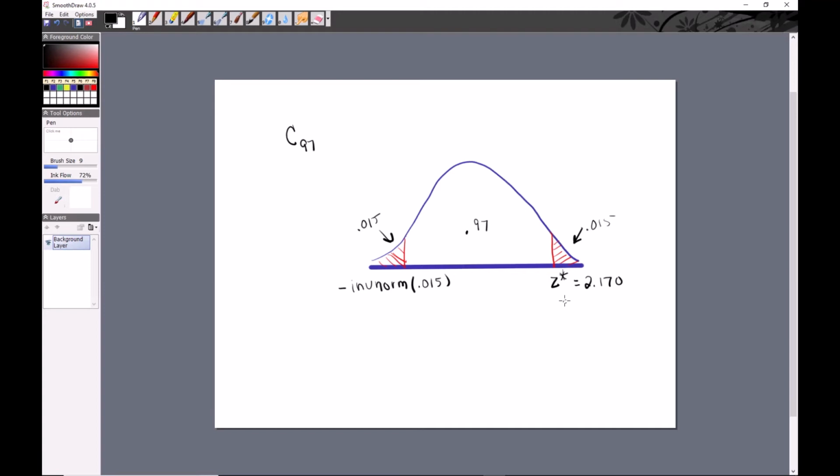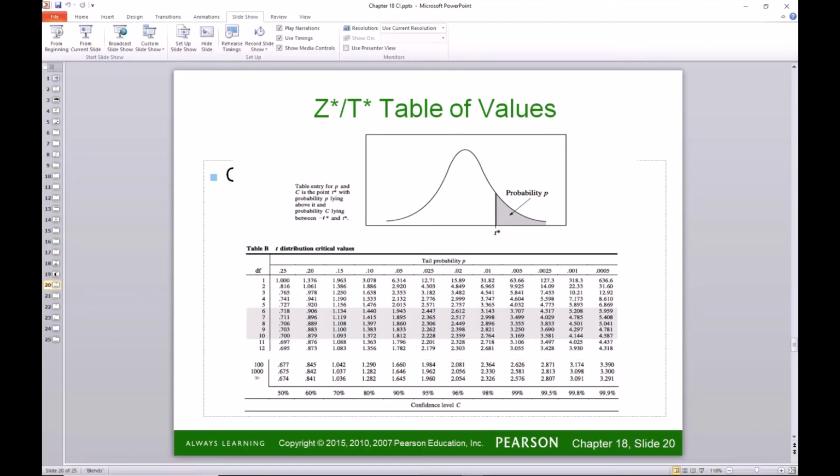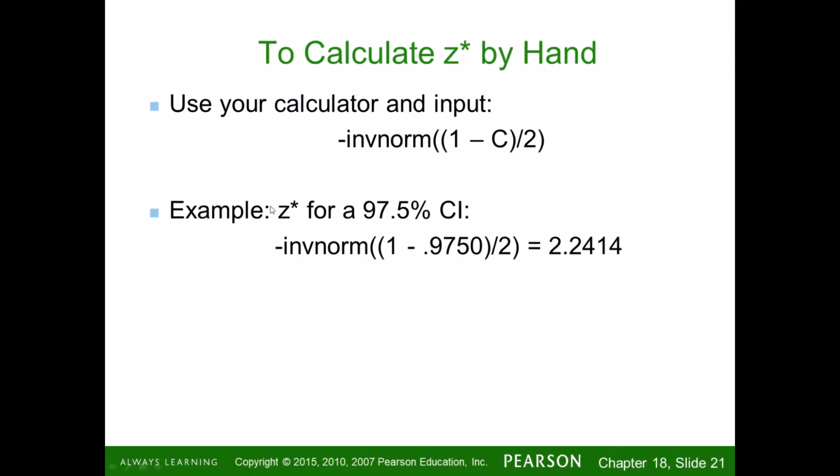So let's go back to the PowerPoint and look over those notes about that little section I just showed you. From the calculator, let's say you're looking up a 97.5% confidence interval. That's a little weird, but let's say that's what we need. Take your confidence level, express it as a decimal, 0.9750, subtract it from 1. That leaves what's left over in both tails. Divide by 2, that's what's left over in a single tail. Inverse norm that, you'll get the left side, take the opposite, that'll give you the right side, and that's your z star number.